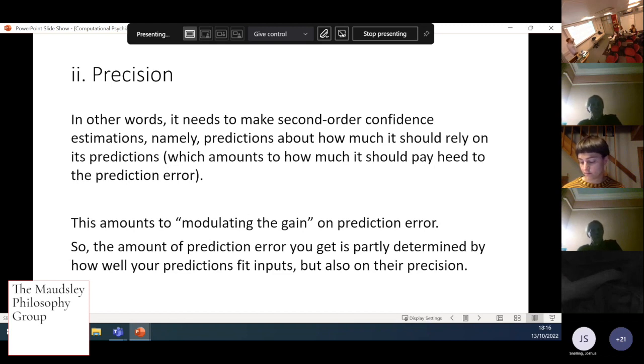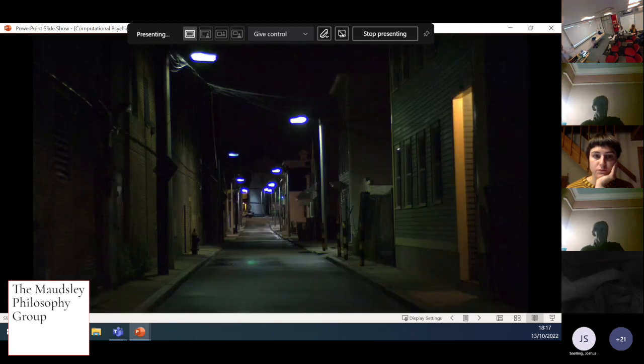This amounts to what sometimes gets referred to as modulating the gain on prediction error. So the amount of prediction error that you get is partly determined by how well your predictions fit the input, but also by their precision, how much gain you put on the prediction error signal that you're getting. Now, interestingly, it's hypothesized that dopamine has a role to play in this gain modulation.